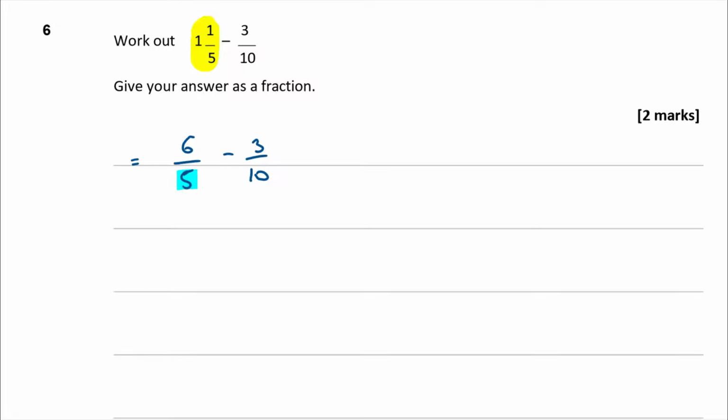But next step, obviously, they need to have a common denominator. At the moment, I've got 5 and 10. So if I take this first fraction and I multiply top and bottom by 2, then I'm going to get 12 over 10 minus 3 over 10. Now I can go ahead and do the subtraction, can't I? So when I've got two numbers with the same denominator, I can just simply subtract the numerators from each other. So 12 take away 3 is going to be 9. So then that's going to give me 9/10, which is an answer as a fraction. So I think I'm good.